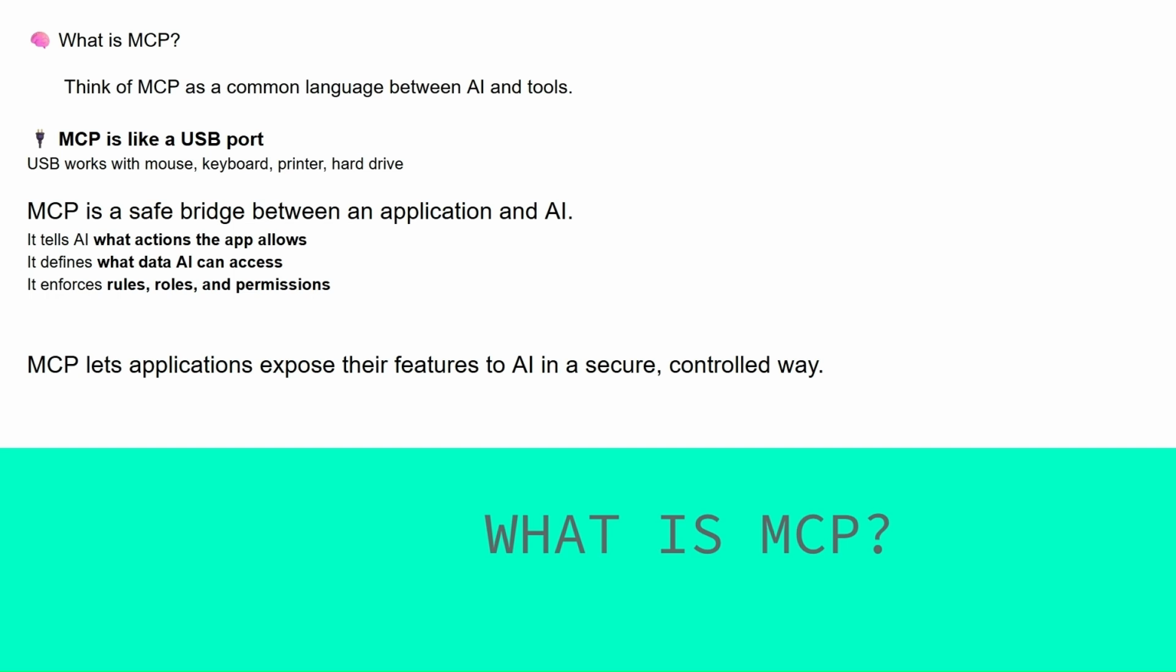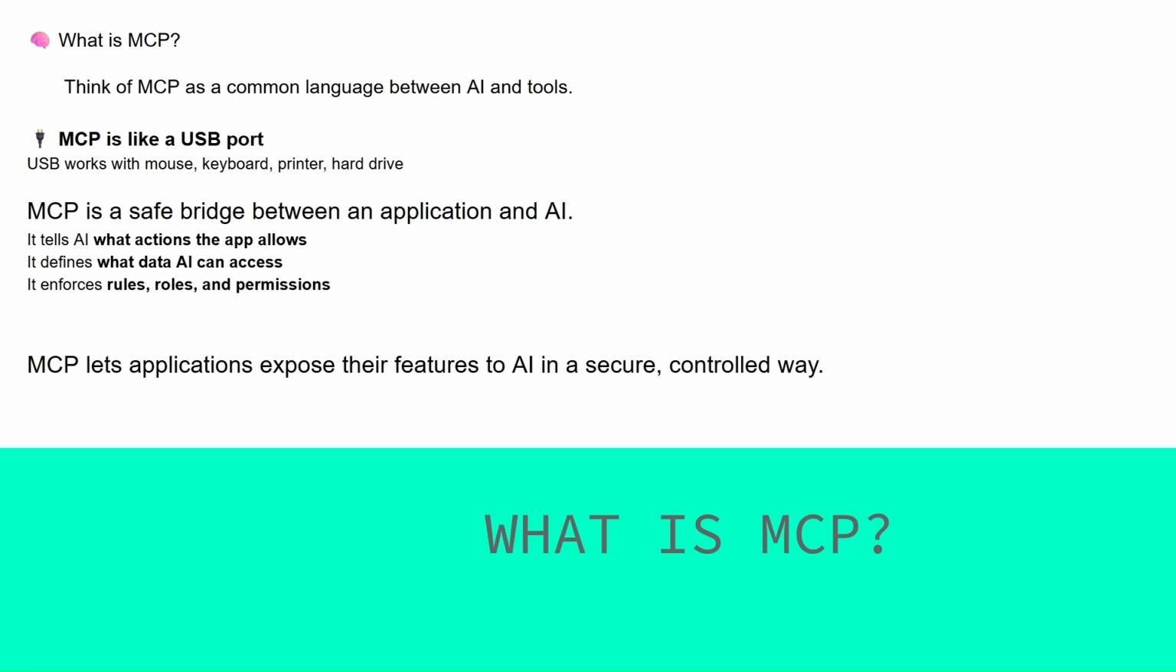Think of MCP as a common language between AI and tools. MCP is like the USB port on a computer. With a USB port you can connect a mouse, keyboard, printer, or any hard drive. So think of MCP as the bridge between your applications and an AI. It tells the AI what actions the app allows and what the AI can access.